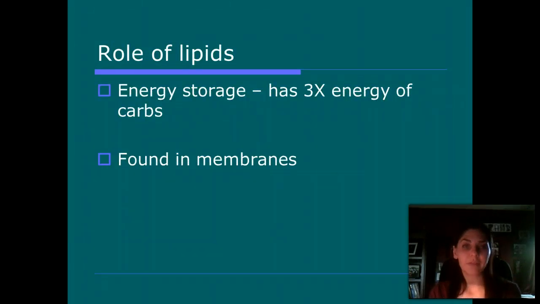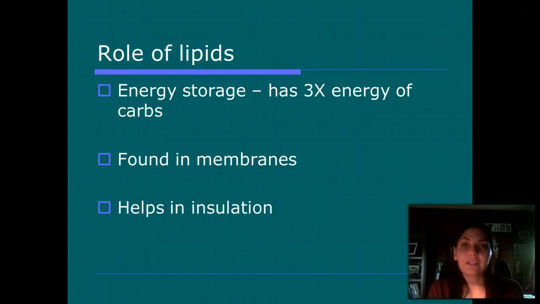The role of lipids. Lipids are there to store energy. Energy is the long-term storage for lipids, and it has 3 times the amount of energy that carbohydrates do. Lipids are found in membranes. That's why we call it the phospholipid bilayer, because it's made out of 2 layers of fat.